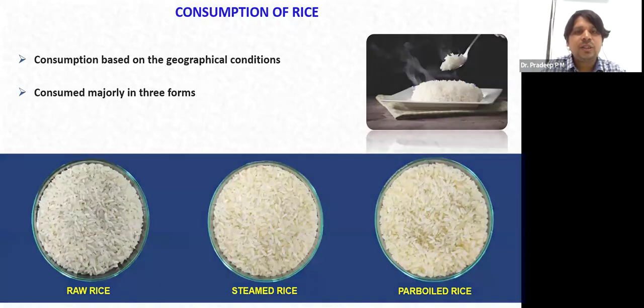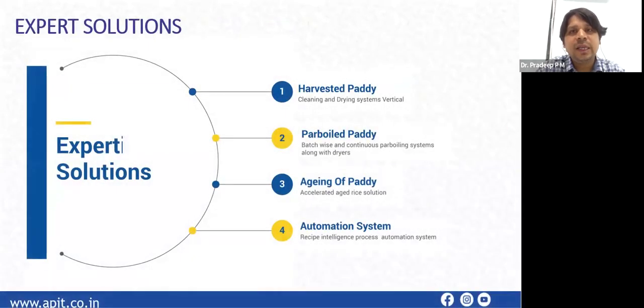The major challenge in these three processes is scalability. We account for that, and we give expert solutions for drying. It may be harvest drying, or process drying, or the processing of parboiled rice or aged rice. As I told, the paddy should be aged for at least 6 months to 1 year. That adds more nutritional value, more shelf life, and improves the eating quality of rice. Wherever post-harvest comes in, we include automation, which is very handy and reduces manual interference.